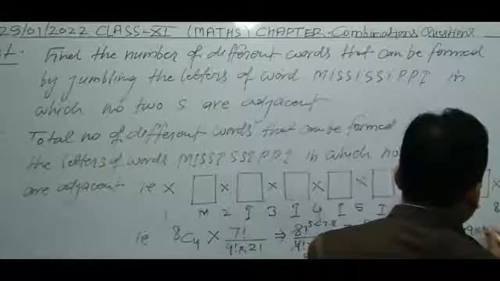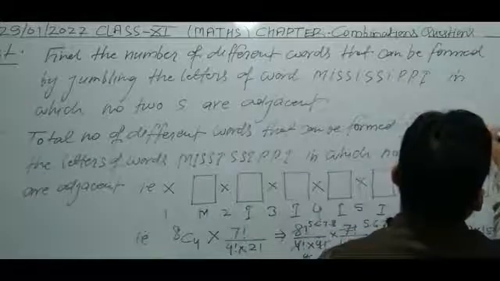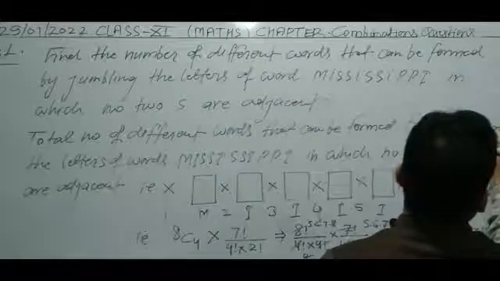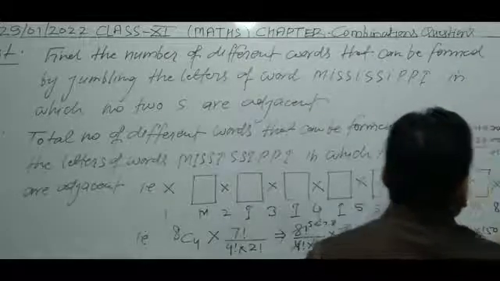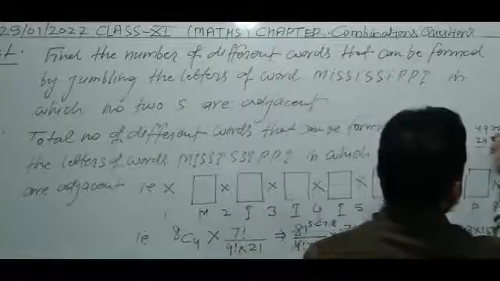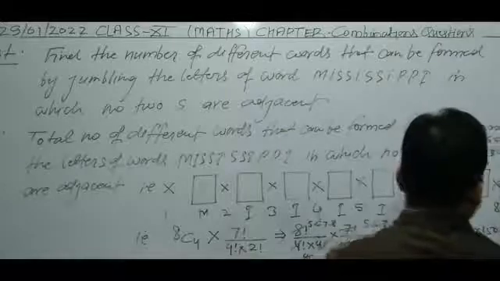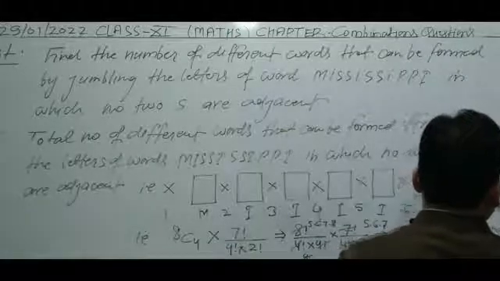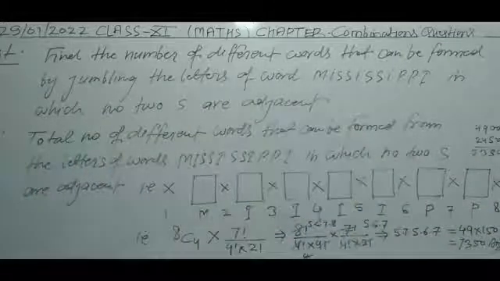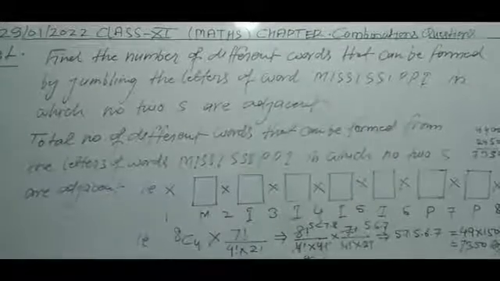Now 49 into 150: the result will be 4900 plus 2450, which means 7350. The answer is 7350. This is the answer. Now you can see this result.